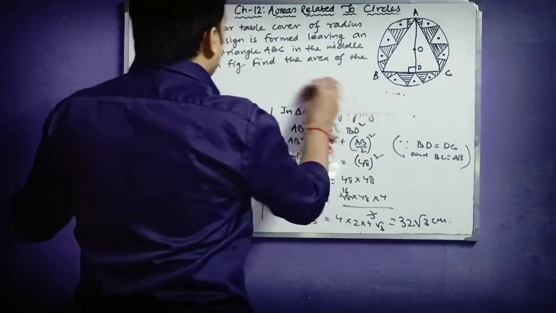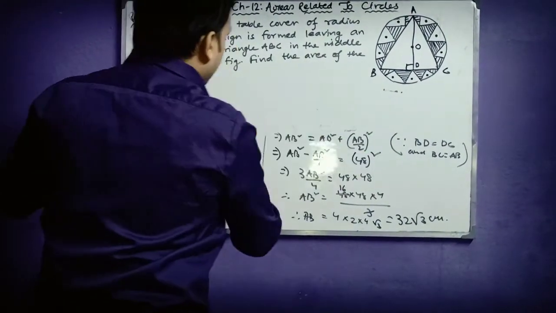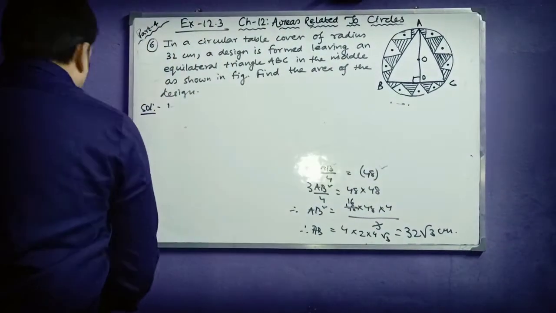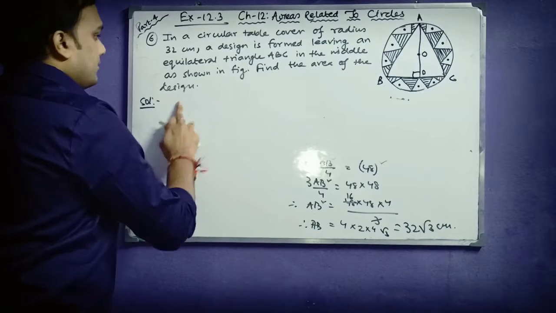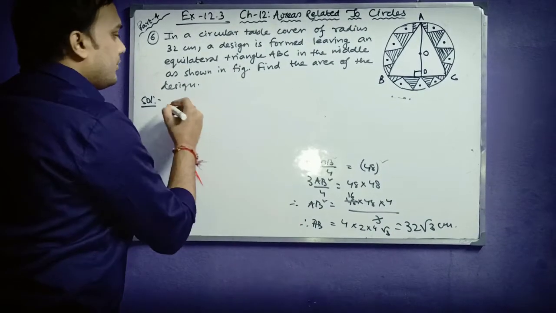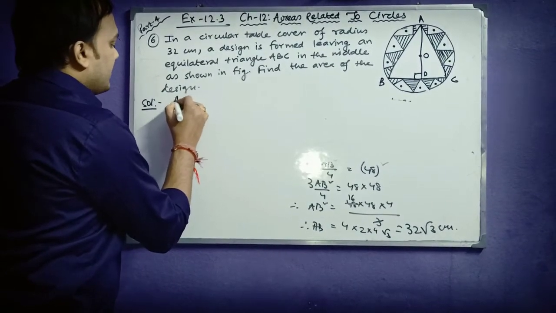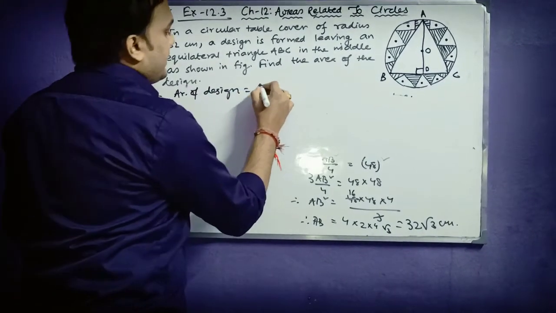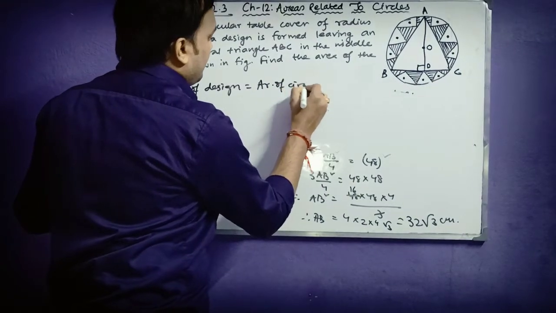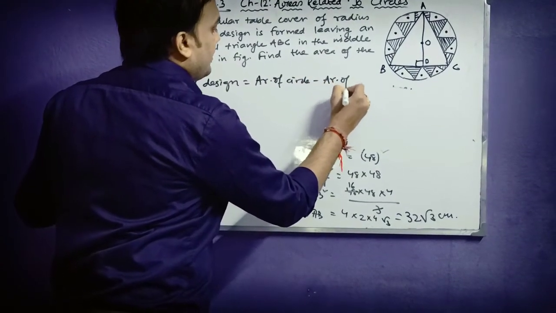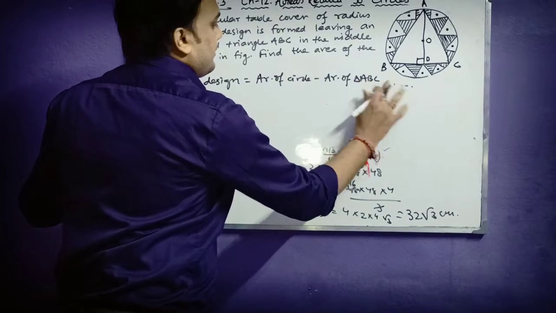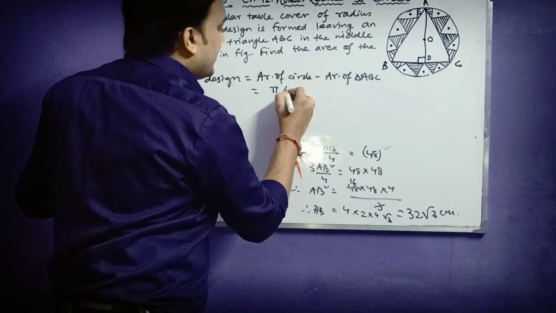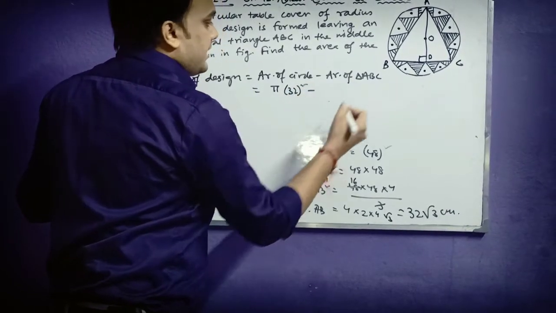So what will be the area of the equilateral triangle here? Let us do it. We can do it directly. Area of the design equals area of circle minus area of triangle ABC. So what is the area of the circle? Pi r square, where r is 32, that means pi into 32 square, minus area of triangle ABC.